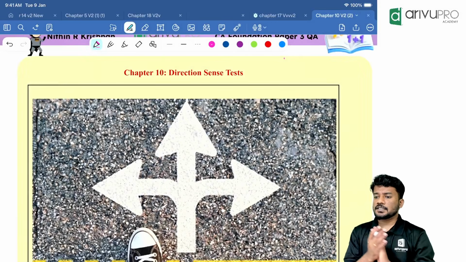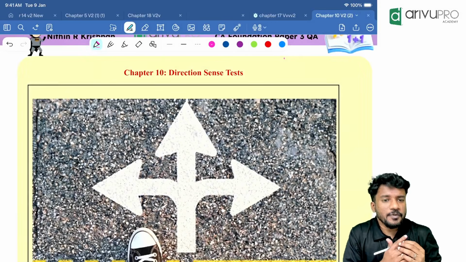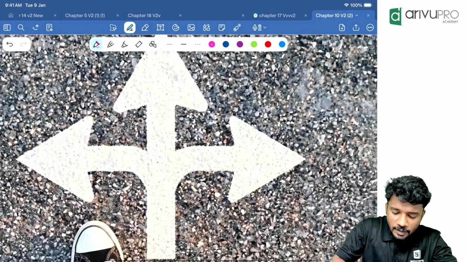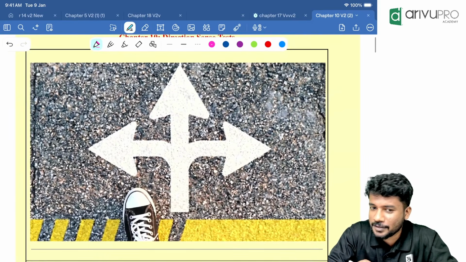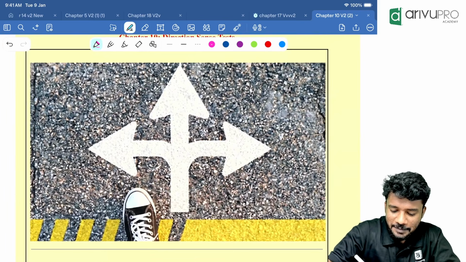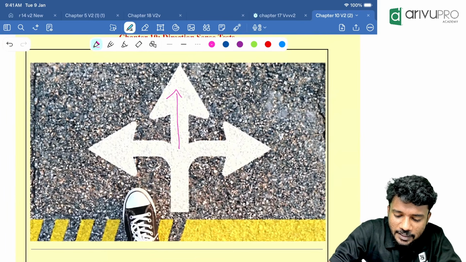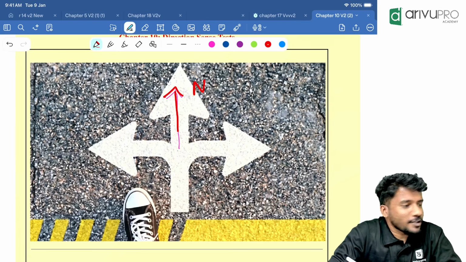Yes, we will revise the direction test. Before starting off, I want to understand a few things. Anyway, you know the basic directions and all, right? Everyone listen, don't talk. This is which direction? No matter what, we will think of it as north.